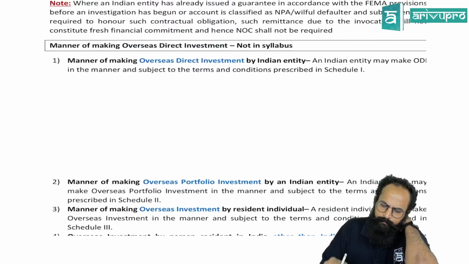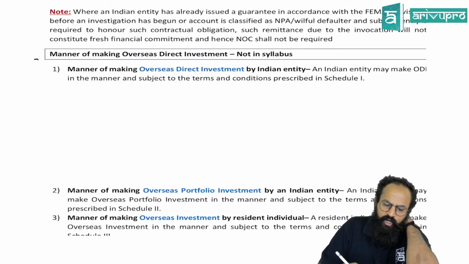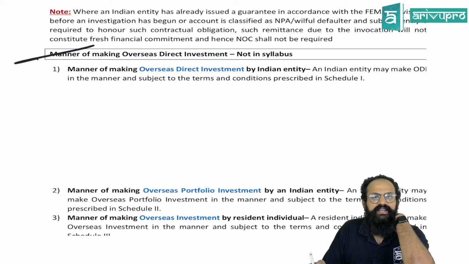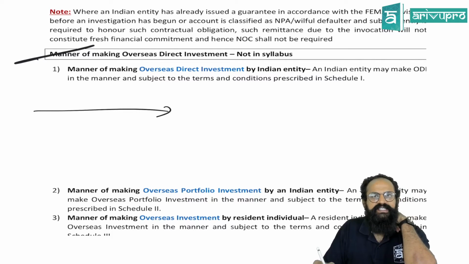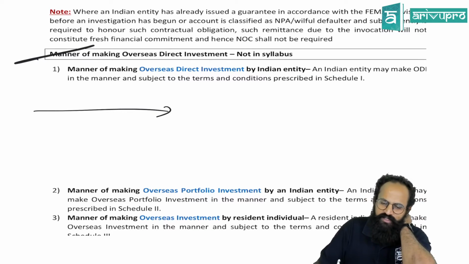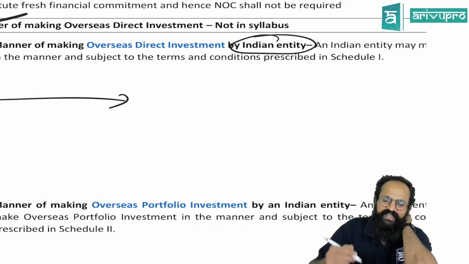Okay. Manner of making ODI. Now, I've put something as not in syllabus. What is it? Sir, now we are seeing that you can make an ODI. Who can? A PRI can make an ODI. A person resident in India includes too many people. Who all, sir? Sir, Indian entities are included. See here.